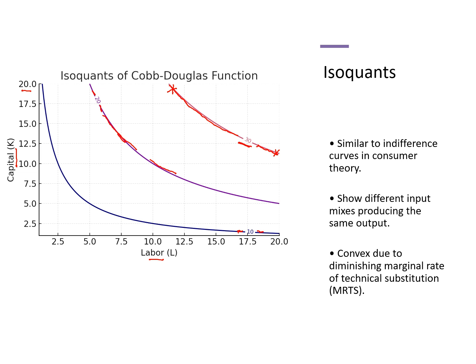And the reason that it's convex is due to diminishing marginal rate of technical substitution. That means when you're substituting one input for another. So, for example, if you're substituting capital for labor, and you have a change in capital, and you're substituting with a change in labor, you may become less efficient and you have a diminishing marginal rate of substitution.